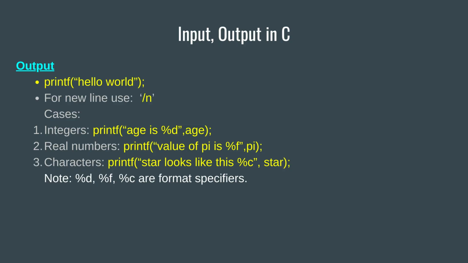Now let's talk about the cases for taking user input, storing it in a variable and then printing it on the screen. For the first case we have integers. For integers we use %d where d stands for double. We will talk about double later in this video. Next we have real numbers. For real number we use %f where f stands for float. At the last, we have characters. For this, we use %c. These %d, %f, %c are called format specifiers.